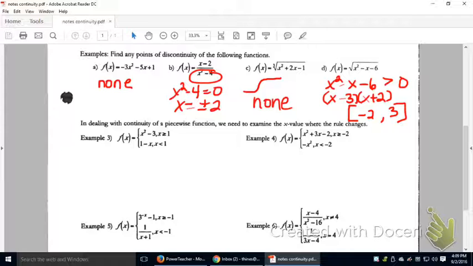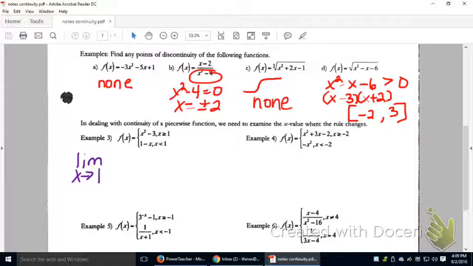Alright, next example 3, example 4, example 5, and example 6. The question here is to figure out whether these particular ones are continuous or discontinuous. The way to figure it out is to think about their limit and to think about the value of the function. So on example 3, I'm going to find the limit as I approach 1.